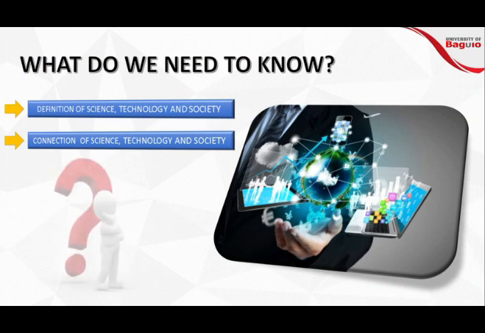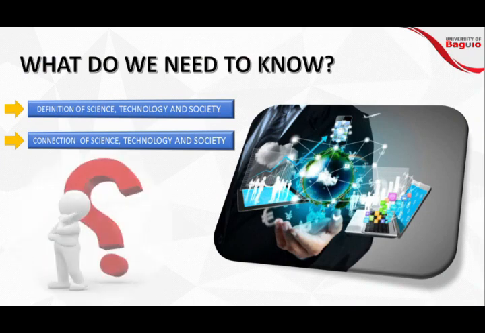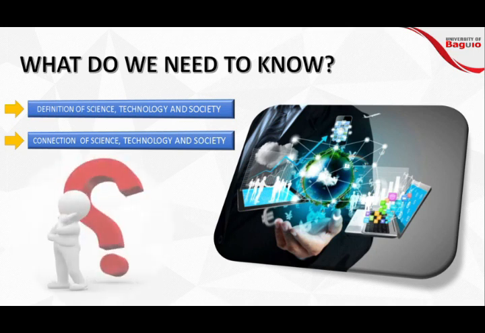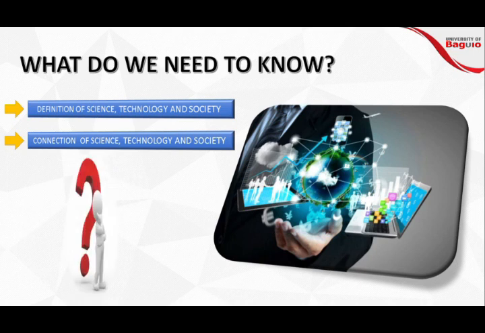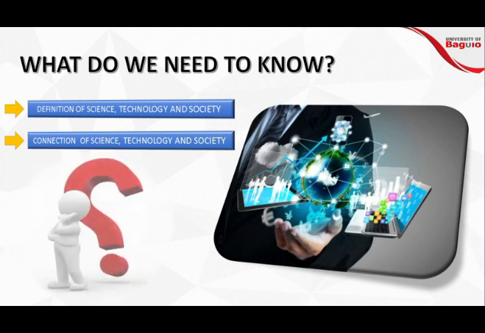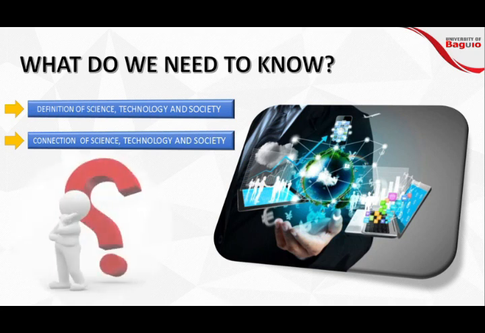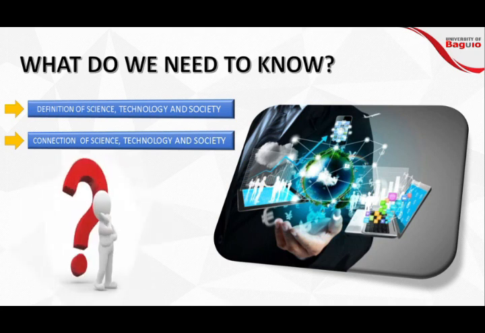So what do we need to know in this overview or introduction of science, technology, and society? I'm going to present the definition of science, technology, and society. We're going to define each of the terms: science, what technology is all about, and definitely what society is. Afterwards, we're going to look at the connection, or the relationship, of the three terms, science, technology, and society, and we're going to check out the impact of these different terms.